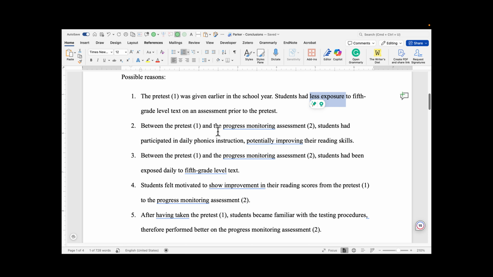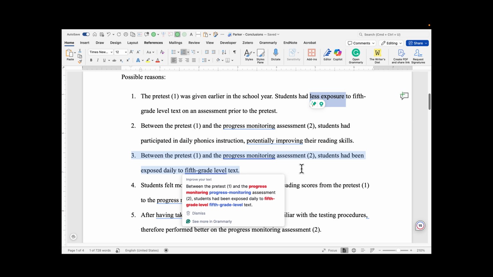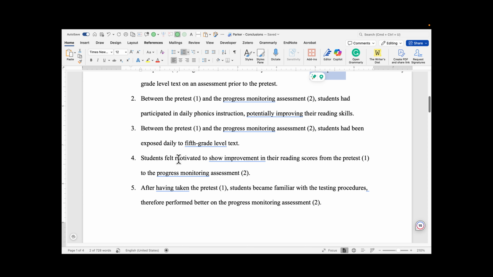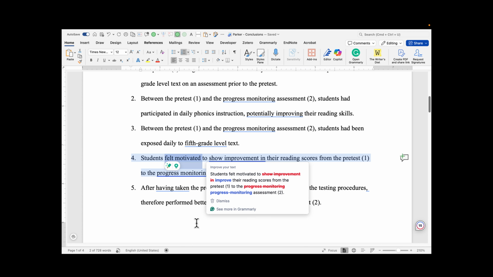Less exposure. Participated. You're just going to go through. And you see exposed here. Now you're going to put exposed, because that's going to come up again. You just write it down real quick. Motivated, improvement, okay.